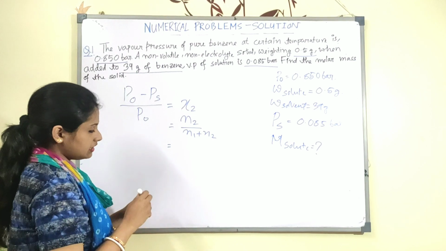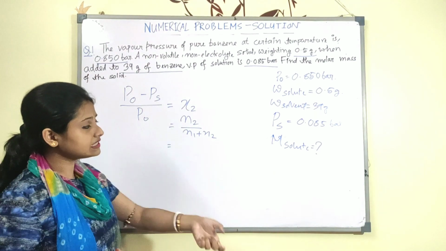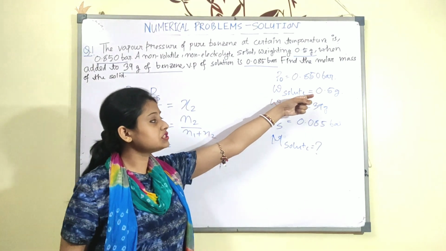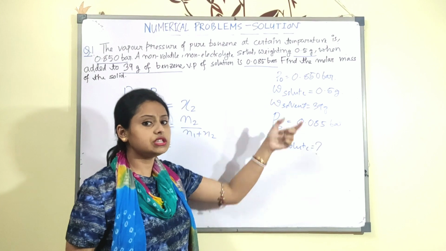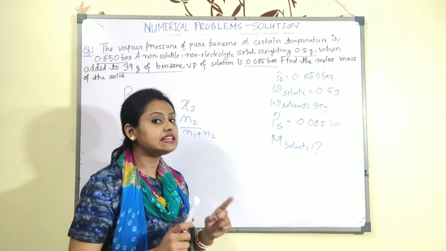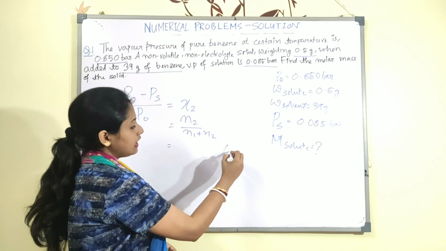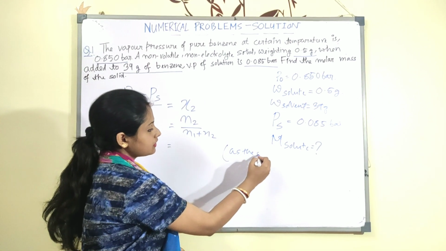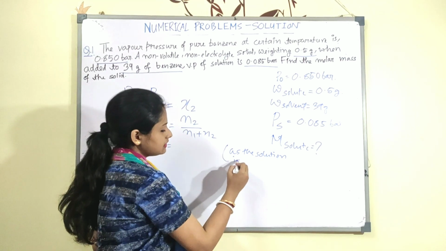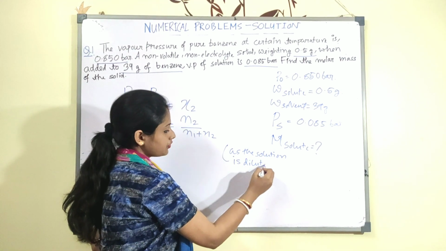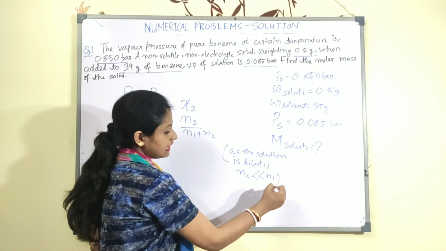And here, can we neglect this N2 with respect to N1? Yes, obviously, because the weight of solute is 0.5 and the weight of solvent is 39. There is a huge difference. So, we can easily say the solution is dilute. So, you need to write this data: the solution is dilute, N2 is much smaller than N1.